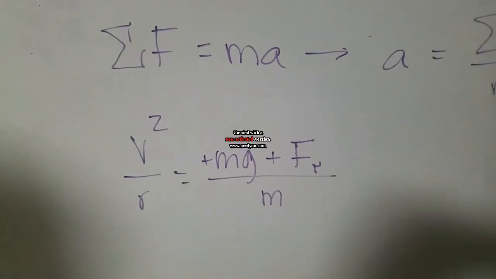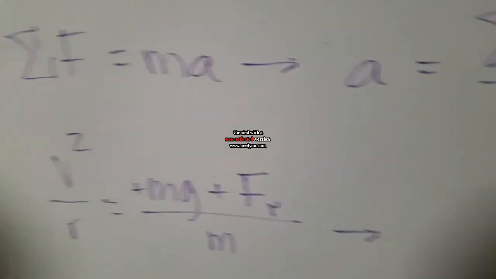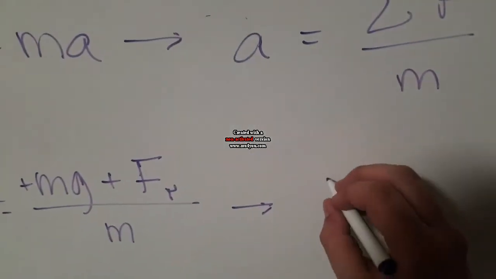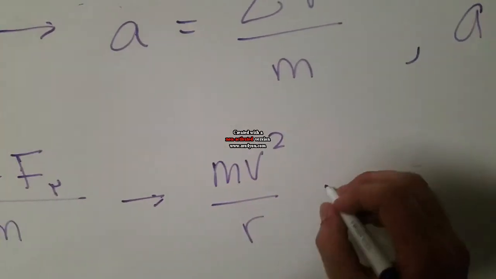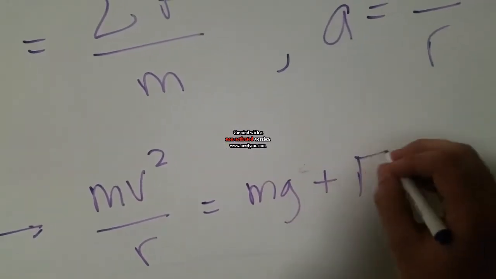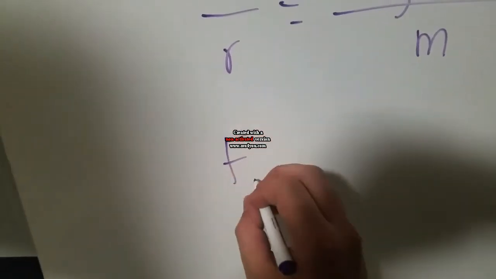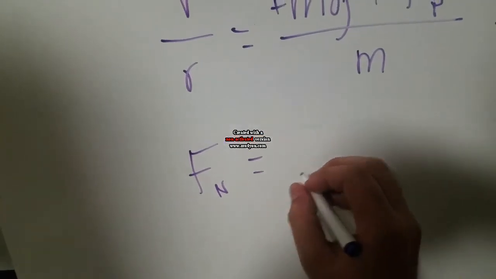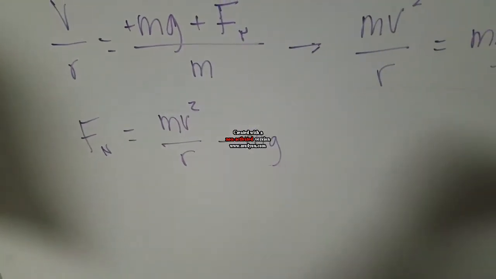So when we solve for the normal force, we're going to multiply both sides by m. I'm going to rewrite this one step at a time here. We multiplied the m out, and we just get mg plus the normal force. Now, if we subtract mg from both sides, that's going to give us the normal force is equal to mv squared divided by r minus mg. Let's plug in some values.